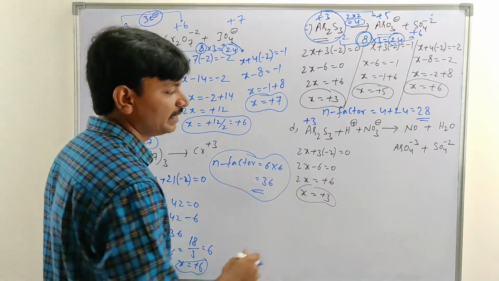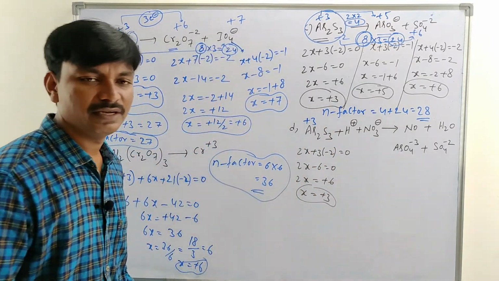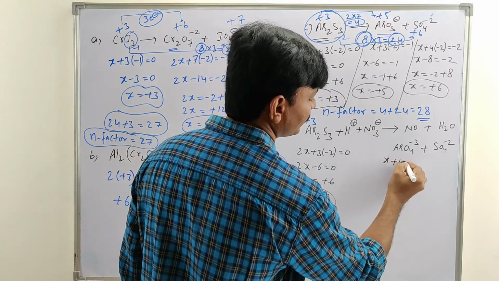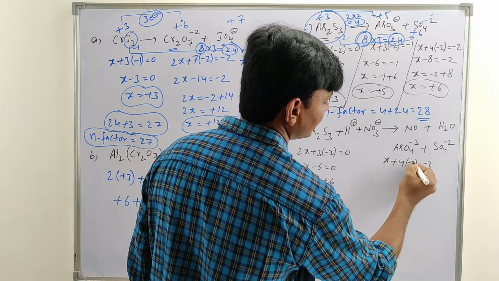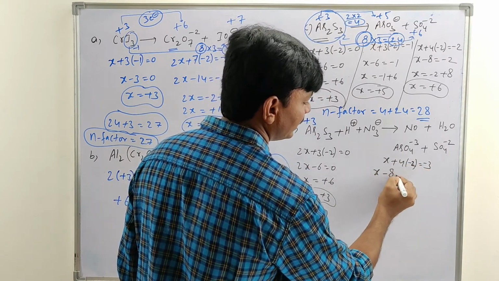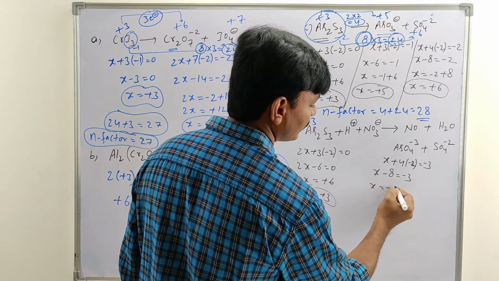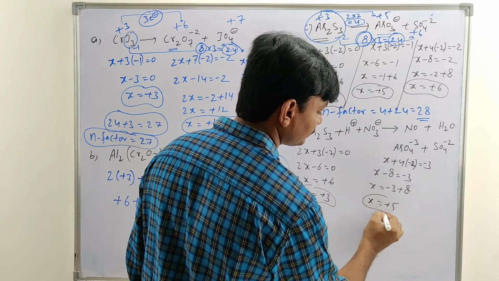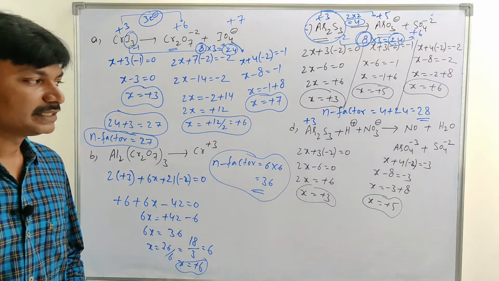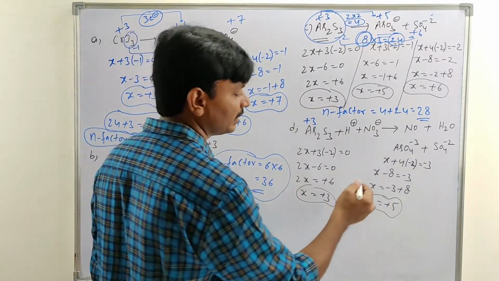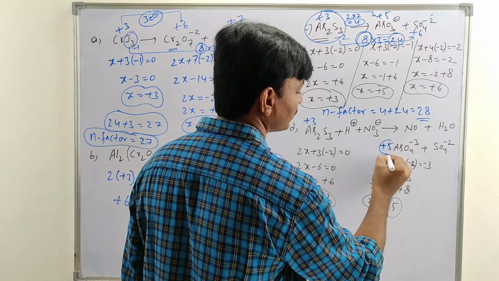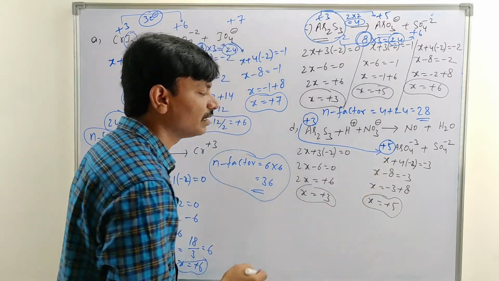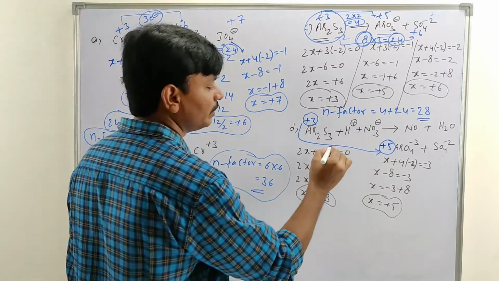Okay, clear? Here the arsenic oxidation number in AsO4 minus 3: arsenic is x plus 4 into minus 2 equals minus 3, that's why x minus 8 equals minus 3, x equals minus 3 plus 8, that is x equals plus 5. Clear? In AsO4 minus 3, arsenic oxidation number will be plus 5. Then the changing electrons for arsenic to arsenic will be 2 electrons.